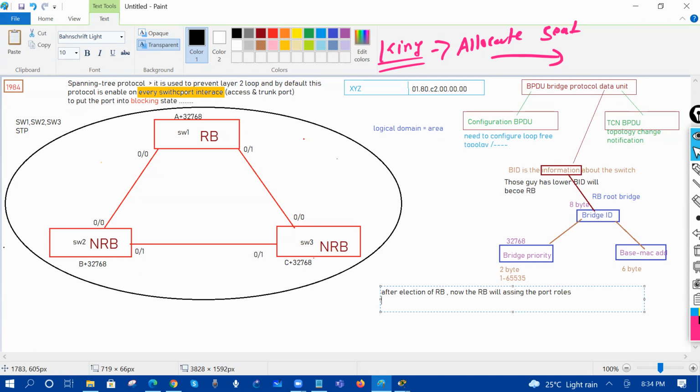and we have port roles like DP, the designated port, RP, the root port, and the blocked port. These three ports we have: designated port, root port, and blocked port.